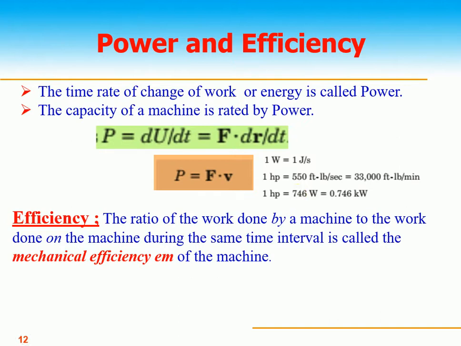The next thing is the efficiency, the ratio of the work done by a machine to the work done on the machine during the same time interval. So it is output upon input, that is called the efficiency of the machine. And of course, no machine in the world has efficiency 100%. There are losses due to friction and other things, and therefore these systems are not reversible.